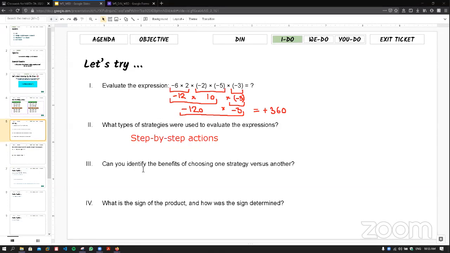So can you identify the benefits of choosing one strategy versus another? If you use a calculator strategy, I don't know if it's a strategy, but it's also one way you can do it. If you know how to type the numbers on the calculator, you can get the answer quickly. Calculator is fast if you know how to use it. And the second one, you can see the steps clearly if you use the step-by-step actions.